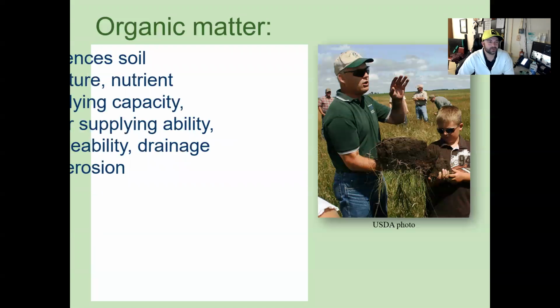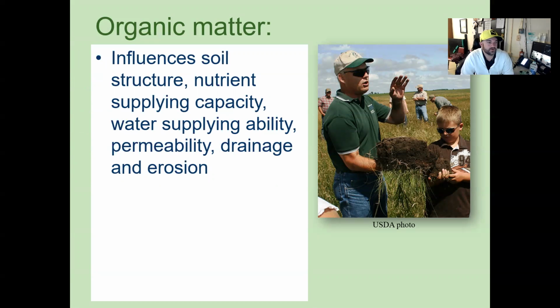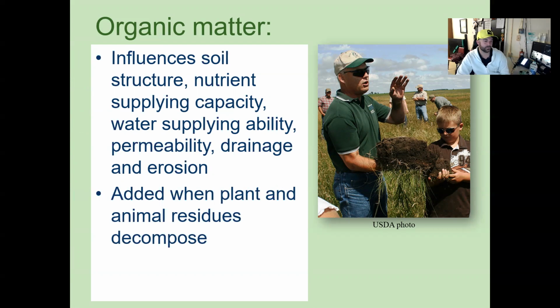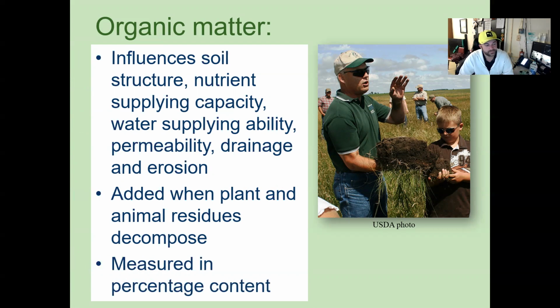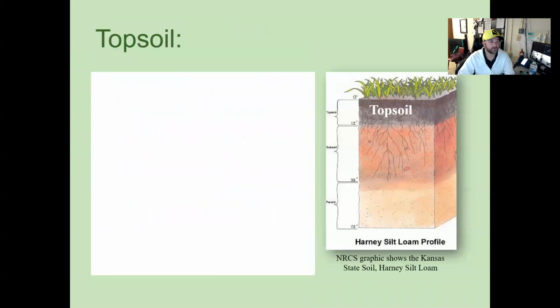Moving on to organic matter: it influences soil structure, nutrient supply and capacity, water supply ability, permeability, drainage, and erosion. It is added when plant and animal residue decompose, and is measured in percentage content. So what is organic matter? Organic matter can be pretty much animal bones melting, feces, plant residue after it dies. So it can actually be a lot of different things.